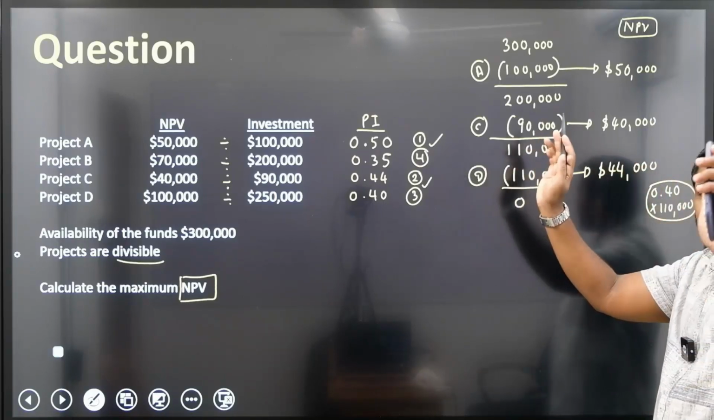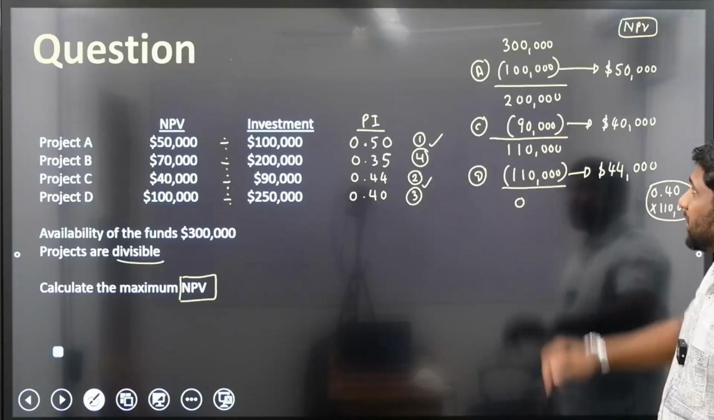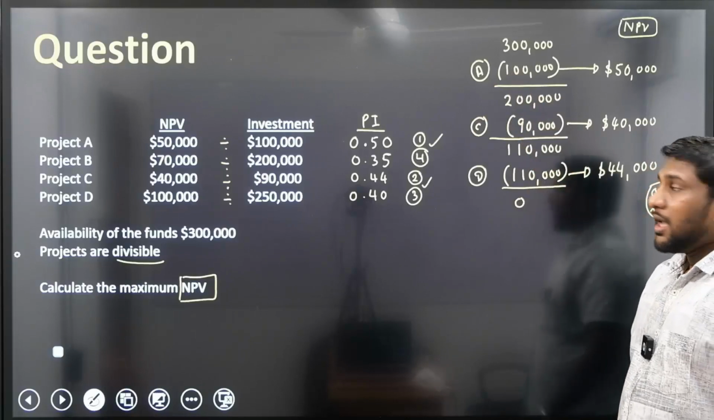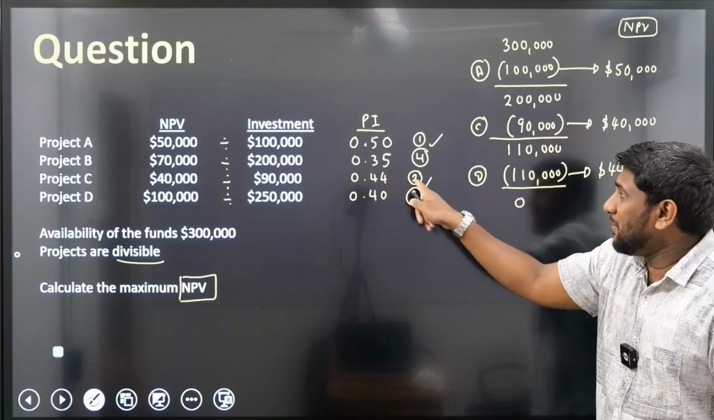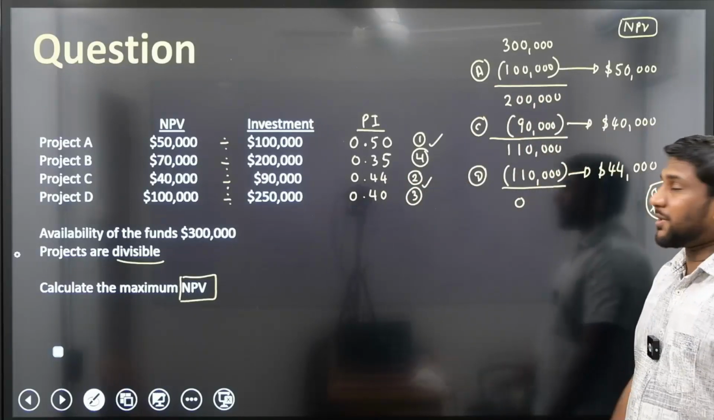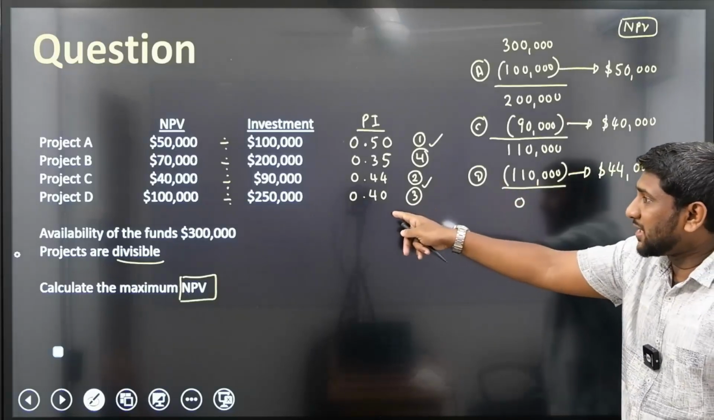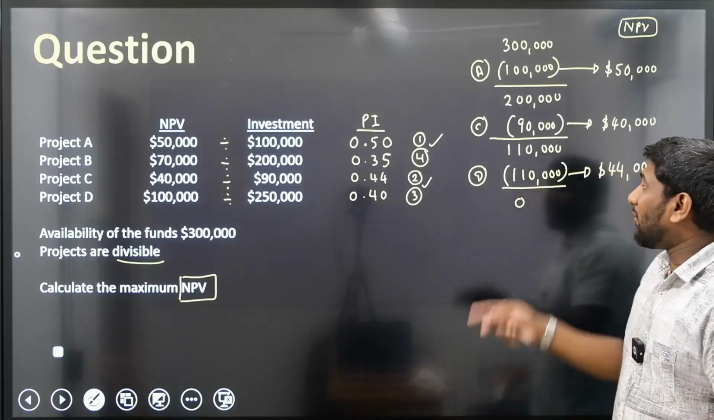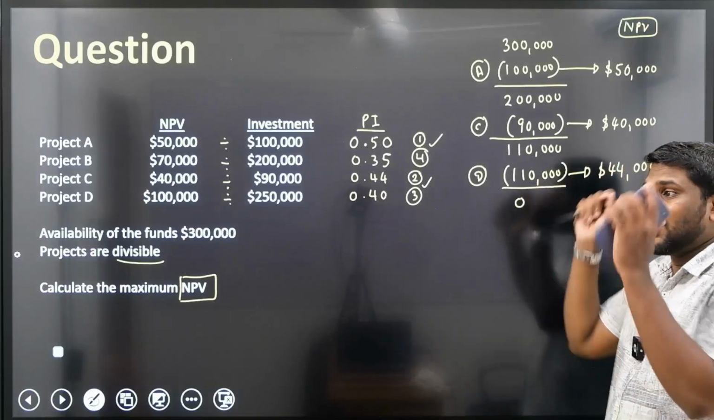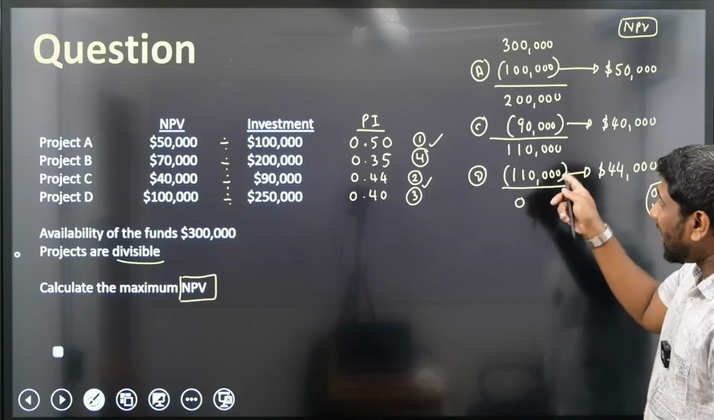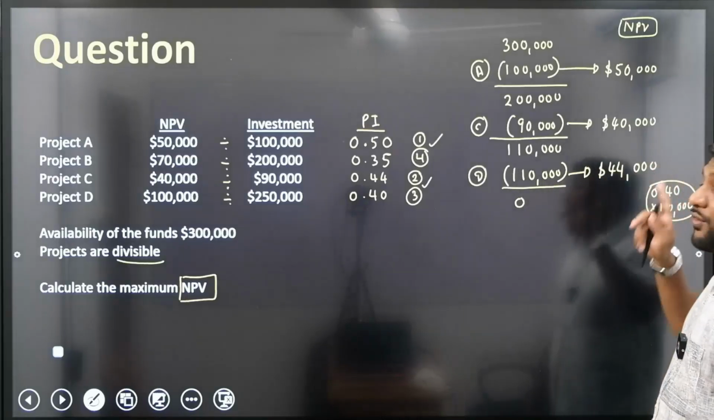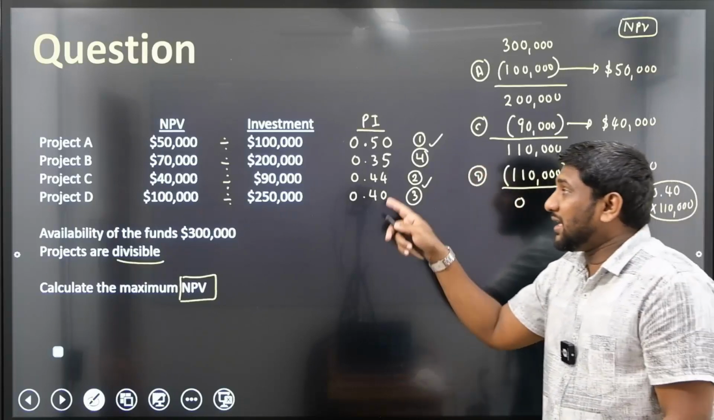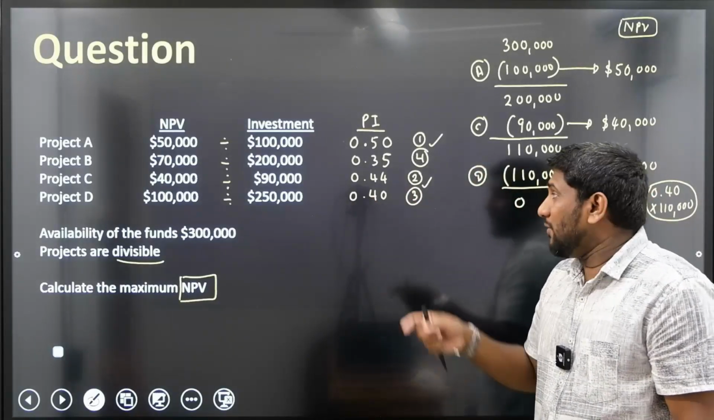Now my money is finished. From the 300,000, invested 100,000 in the project A, invested 90,000 in project C because that is the ranking 2, the second best project. Then third best project is the project D. I need 250,000 for the project D, but I have only 110,000. Since it is divisible, I am investing only 110,000. That 110,000 will generate me 44,000. Why is that? Each and every dollar that I am investing in the project D, it will generate me an NPV of 0.40.